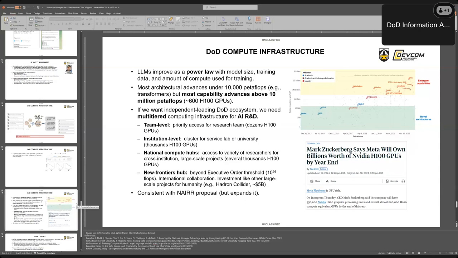Perfect, thank you. Next question from Ming: how do you define the team level, institutional level, and national compute hubs? Yeah, this is really about the size of the compute.